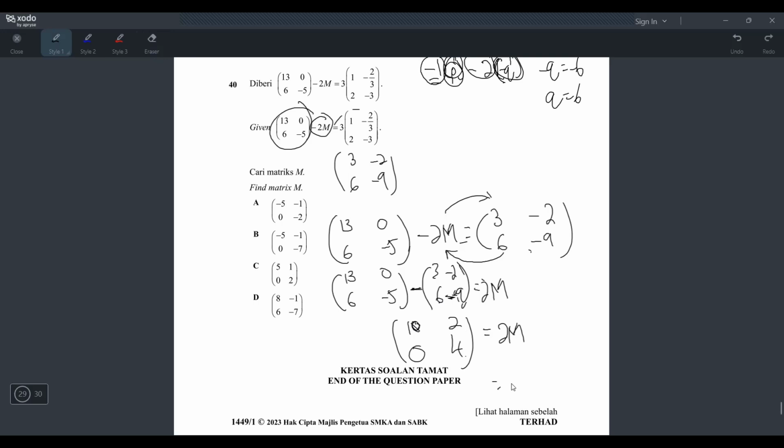I want to find M. So how to find M? It means this 2 is multiplied. So when you move over, it becomes divide. It means all these numbers, 10, 2, 0, 4, you have to multiply by 1 over 2. It means every number divide 2. So every number divide 2, you get what? 10 divide 2 is 5, 2 divide 2 is 1, 0 divide 2 is 0, 4 divide 2 is 2. So 5, 1, 0, 2, the answer is C.